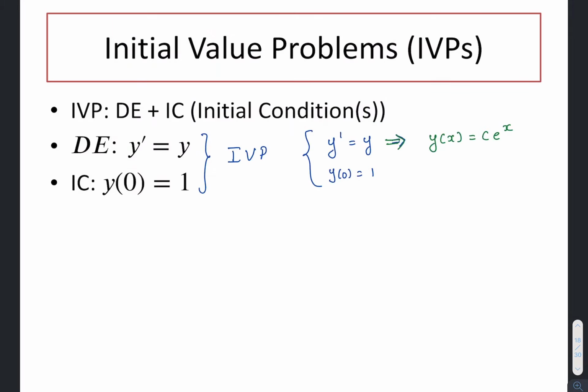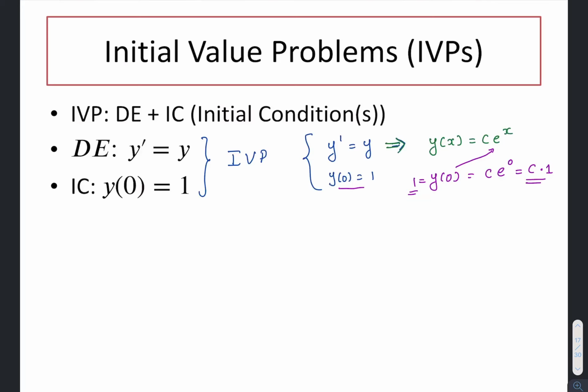So now I'm going to plug in x equal to 0. When I plug in x equal to 0, ladies and gentlemen, into this equation, you're going to agree with me, I'm going to have c e to the 0, which is equal to c times 1. And y of 0 is given to me here as equal to 1. So now I have an equation for c, and that is 1 is equal to c times 1. So therefore, c is equal to 1.